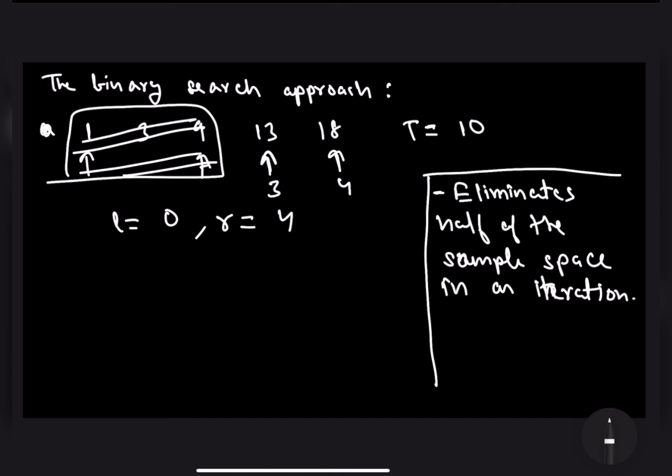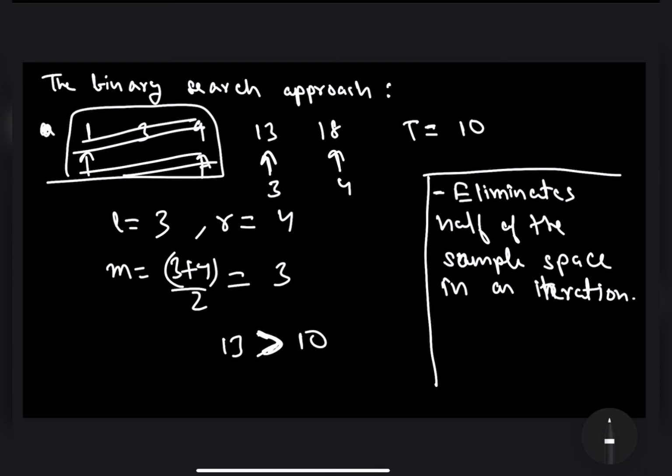So the new value of L over here equals 3. Now I will find the value of mid again. That will be equal to (3 + 4) / 2, that is 3 itself. Now if you compare the value of the mid element, it is 13, and if you notice, 13 is actually greater than 10.